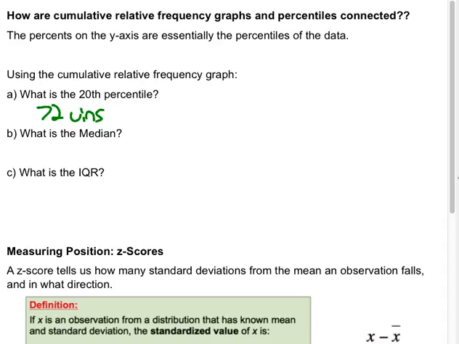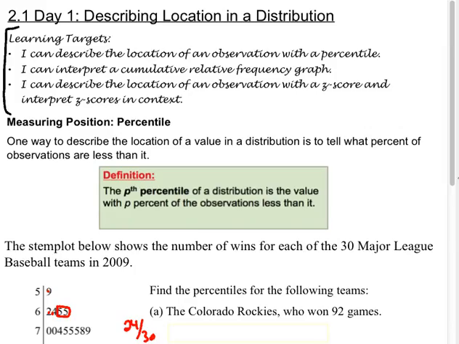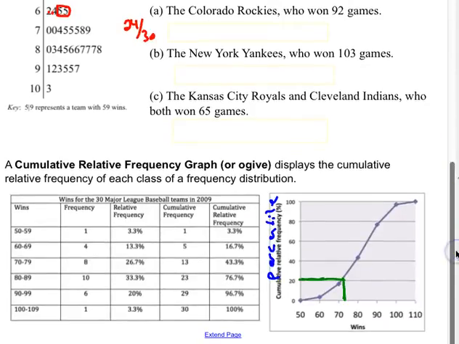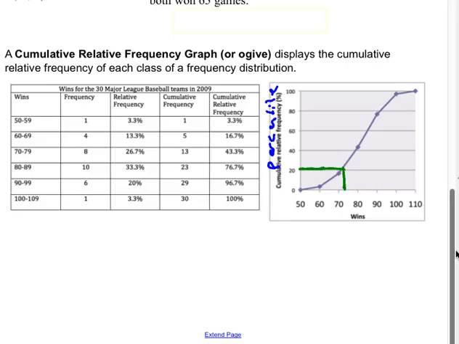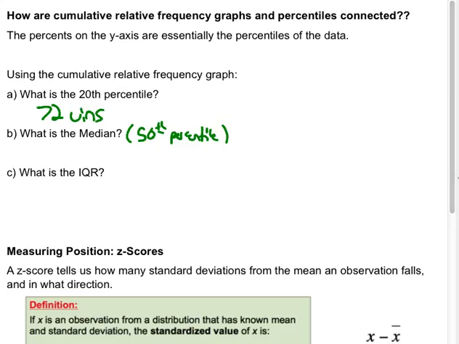Okay, the median. Keep in mind, the median would be the 50th percentile. It's the exact halfway point of the data. So we could look in here. The 50th percentile would be about right there. And I say that's probably like 82-ish games. Okay, 82 wins.